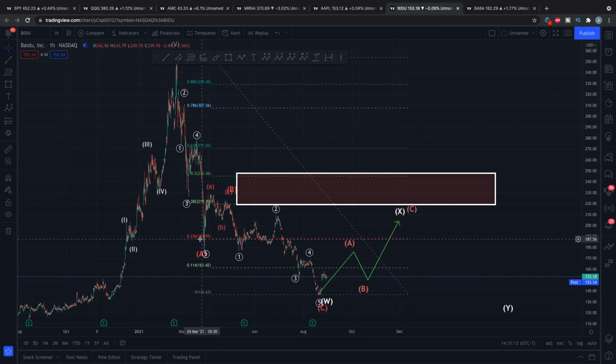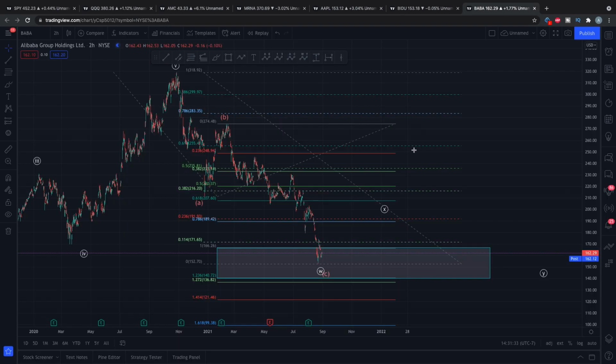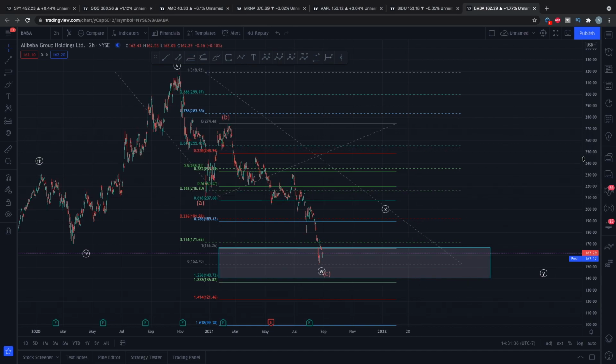And the next on the list would be 187. So that's the 0.236 retracement level of this entire downside move. And then we could expect to reject a little bit off that because that is a pretty strong area of resistance. And then we could attempt again to push to these higher retracement zones. So far, I am actually a little bit bullish on these Chinese stocks. And I'll go into Alibaba next because it has the exact same scenario happening.